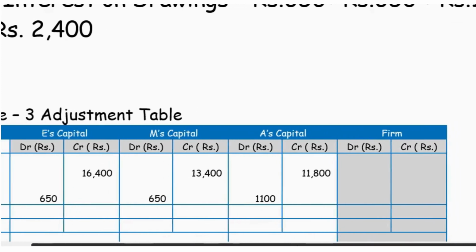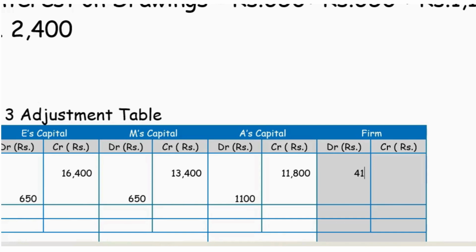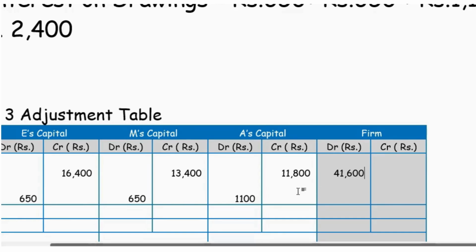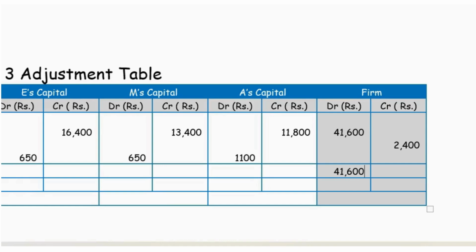Now, the interest on capital credited, that is, it is to be given to the partners. That means this total amount is to be debited to the firm account. And interest on drawings is to be debited. That is, the partners are supposed to pay. That means the firm will receive this money to the extent of 2,400. Now the firm's total payment is 41,600. But sorry, the firm has to give 41,600 to the partners, but they have got only 2,400.